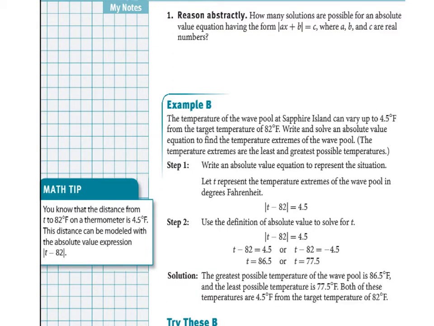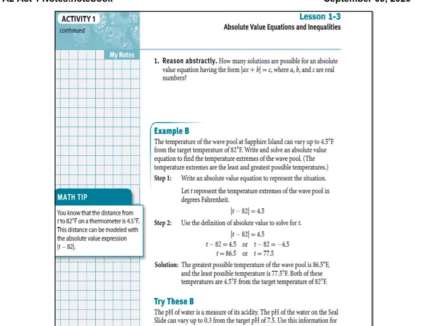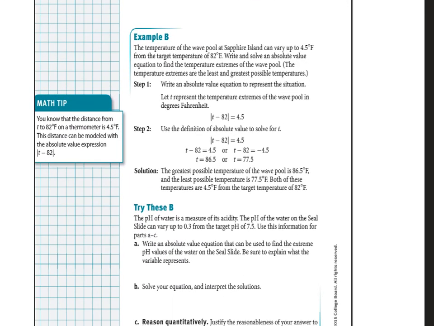All right, so let's look at an application of this. Where would this stuff even apply, and how can it be used? So if we take a look at example B here in the book, we see the temperature of the wave pool at Sapphire Island can vary up to 4.5 degrees. So it can be 4.5 higher or 4.5 lower from the target temperature. So that should kind of remind you of absolute value, right? Absolute value is how much above or below a given value. So can we write and solve an absolute value equation to find the temperature extremes, right? What's the highest it could be and what's the lowest?